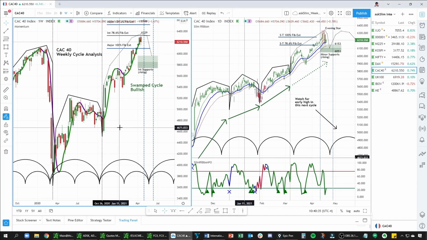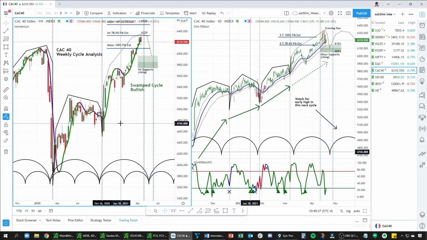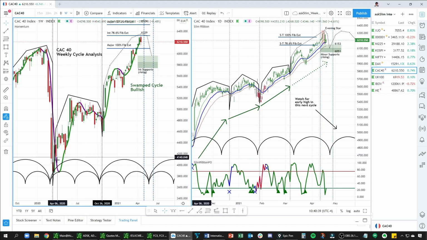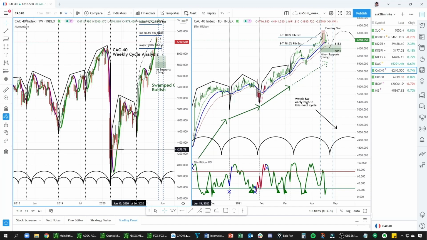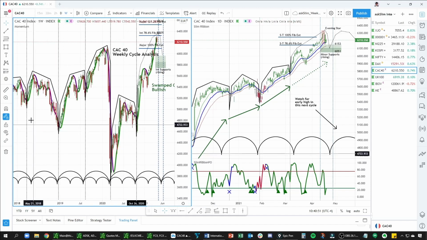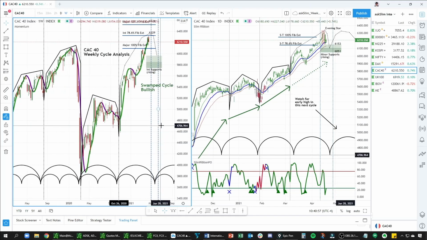Okay, so this is the CAC 40. We have the weekly on the left here. For the CAC 40, we have a dominant weekly, which is then broken up into these minor half cycles as well. And I just want to go back to highlight how clear these cycles have been over time here. You can see the key cycle lows have formed very close to the idealized timing here as well.